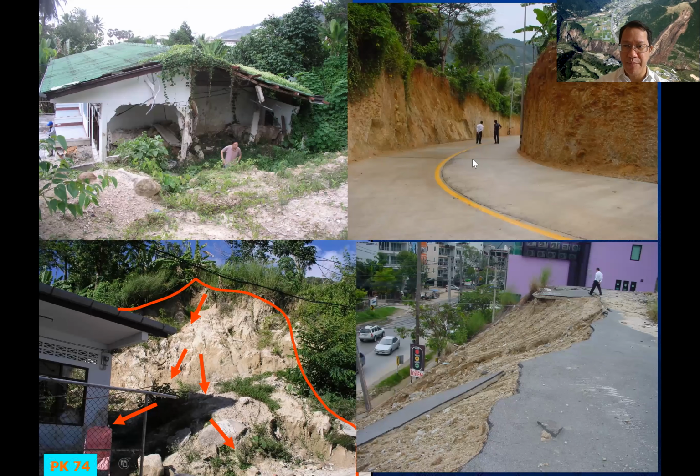You can also see some examples here of road cutting without any reinforcement for the slope, or the cut slope here. And then we can expect future failure to occur.